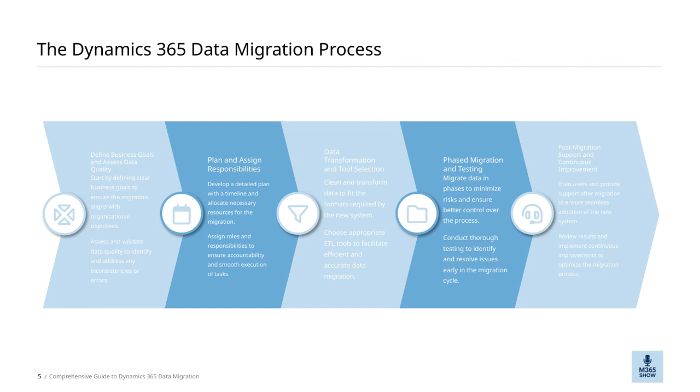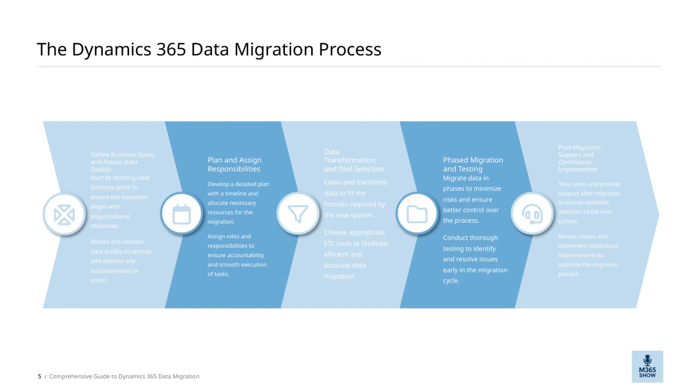Now, to minimize risks and maintain control, it's best to migrate data in phases. Phased migration allows us to manage the process step by step, reducing potential issues and making troubleshooting easier. Alongside that, conducting thorough testing early on helps us catch and resolve problems before they escalate, ensuring a smoother overall migration. When it comes to data transformation, the goal is to clean and adapt your data to fit the new system's formats. This step is vital for ensuring data integrity and usability post-migration.